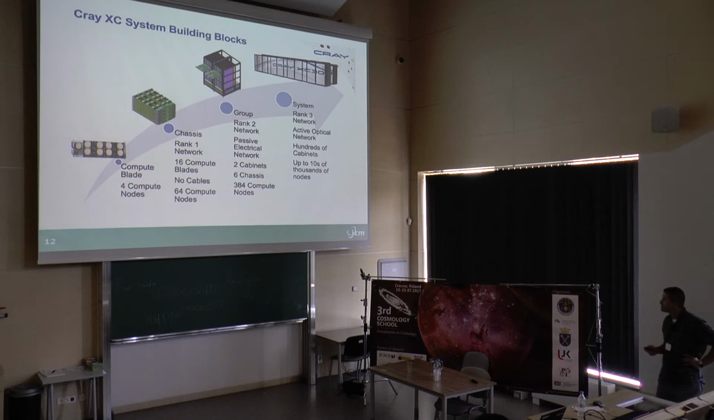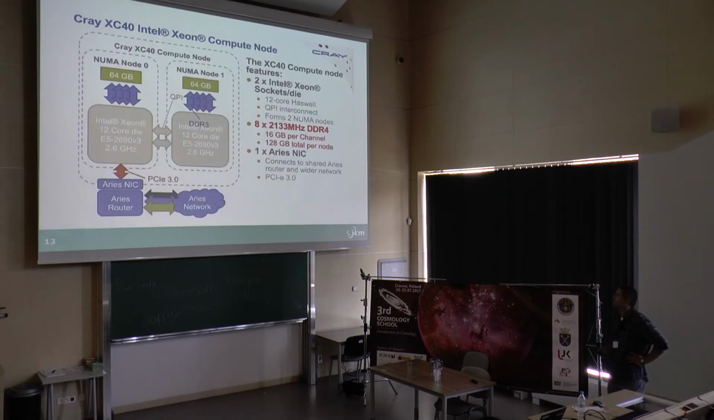3 groups, so it's 6 racks. Okay, so again, a computational node. Quite an important piece of information here is that a computational node consists of 2 processors and RAM memory.